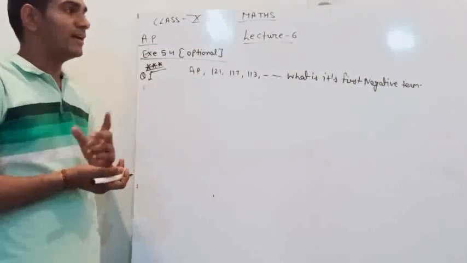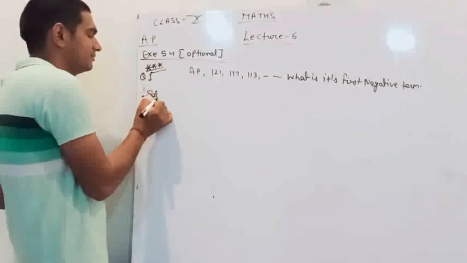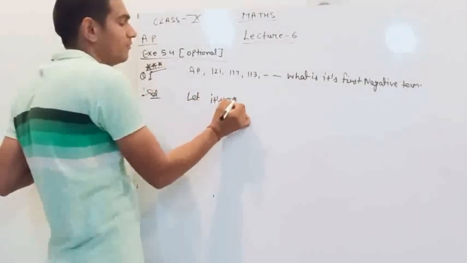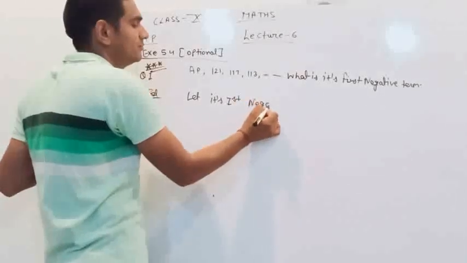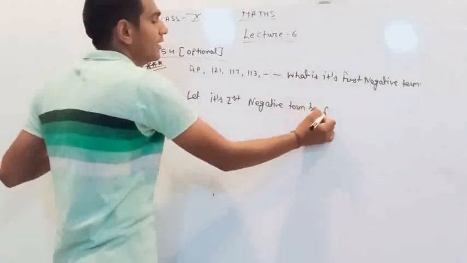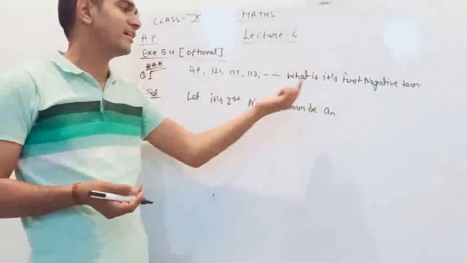How we will find out the first negative term? So we don't know. So let its first negative term be an. We don't know. So क्या लेट किया है, इसकी फर्स्ट नेगेटिव टर्म क्या है, an.